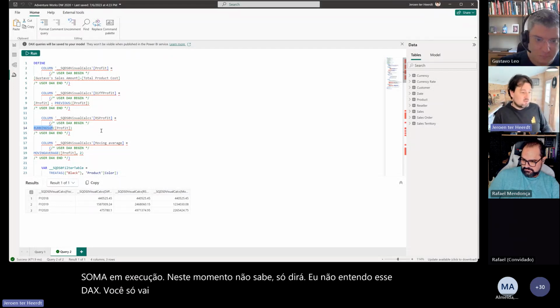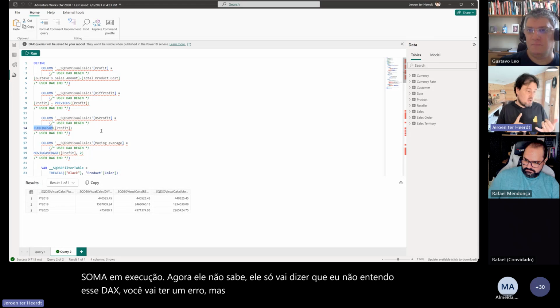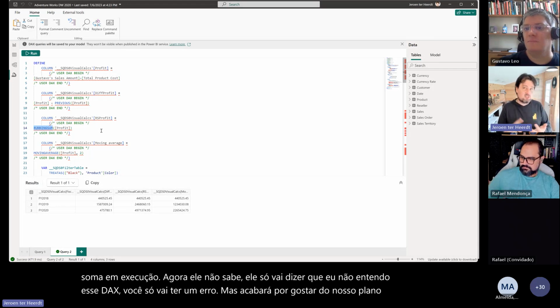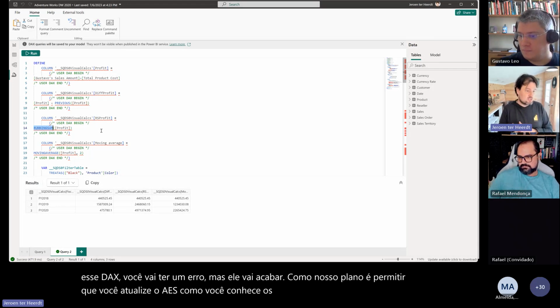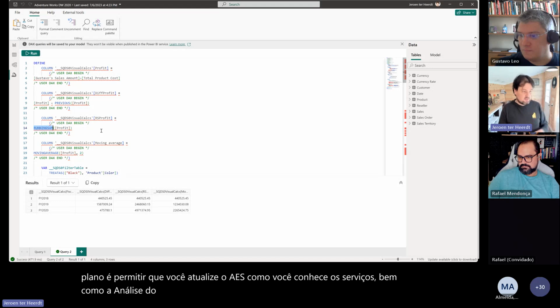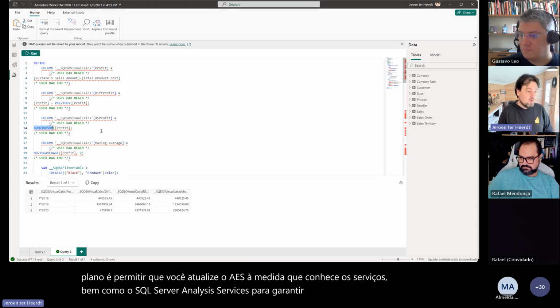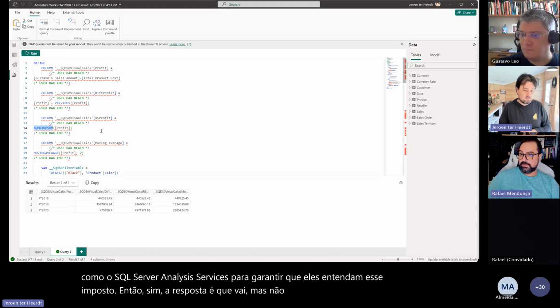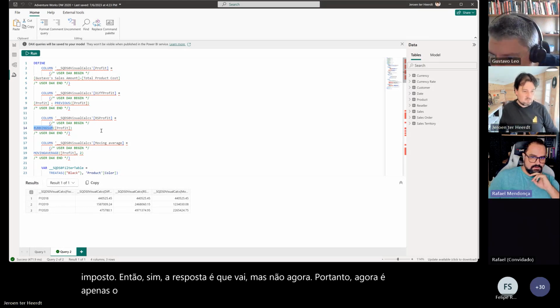But it will eventually. Our plan is to allow you to update AAS, Azure Analysis Services, as well as SQL Server Analysis Services, to make sure that they understand this DAX. So yeah, the answer is it will, but not right now. Another question. For now, it is just the Power BI service. Another question. Yes.